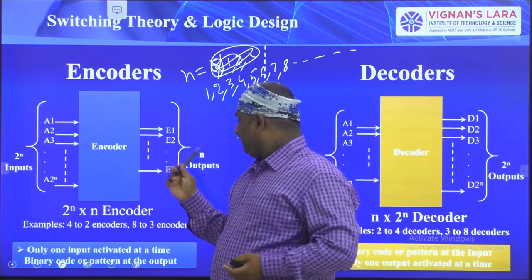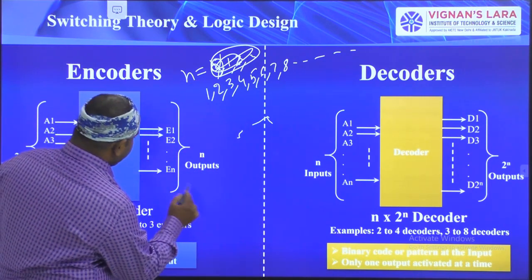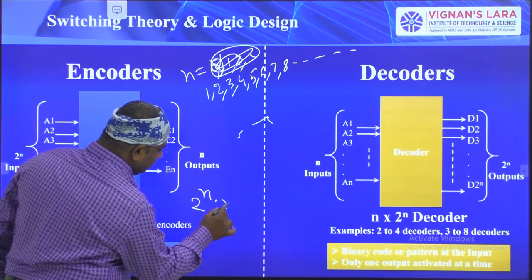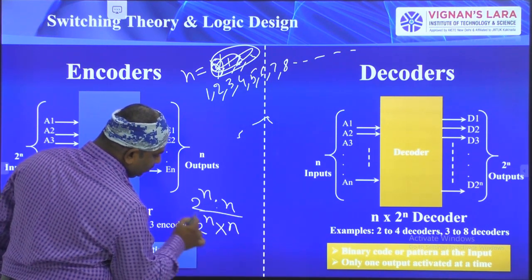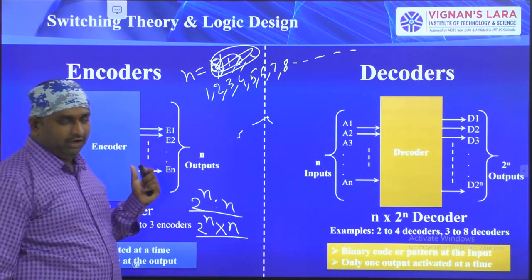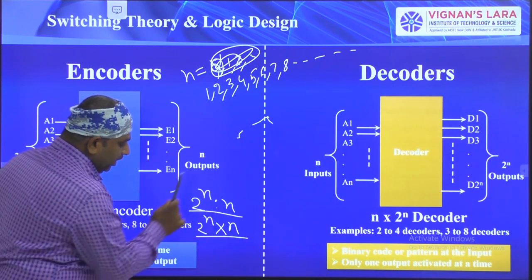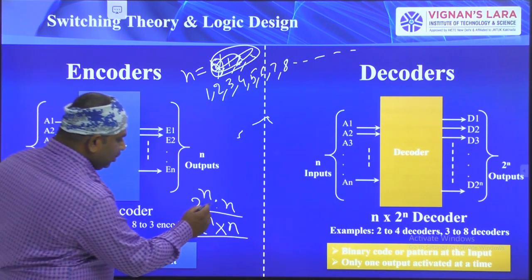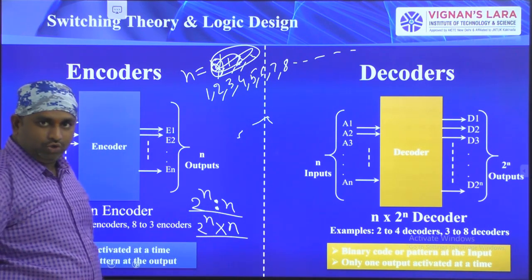For example, n outputs and 2 power n inputs. So I am writing here, generally we represent this as 2 power n is to n, otherwise 2 power n by n. You can use any type of notation to represent the encoder. So the encoder has 2 power n inputs and n outputs, and you can use 2 power n is to n, otherwise 2 power n by n. You can use any one.